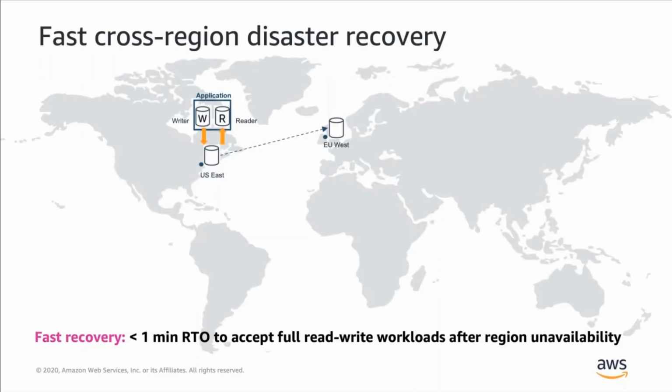But let's start with the first goal, fast cross-region disaster recovery. The idea here is to have a distributed deployment across a global footprint where you have very fast recovery, less than 1 minute RTO, to accept full read and write workloads in the event that you have unavailability of your primary region. The RTO, or recovery time objective, is critical for many businesses. They need to be able to pick up business from where they left off and not have any significant disruption to their business, even though there was some catastrophic event that may have impacted the original region.